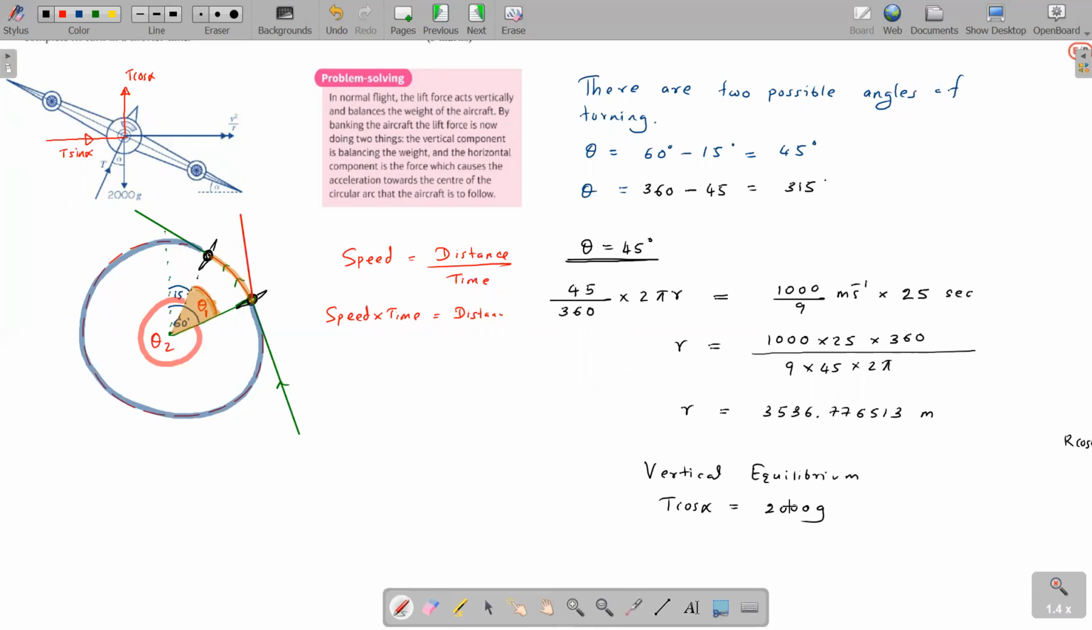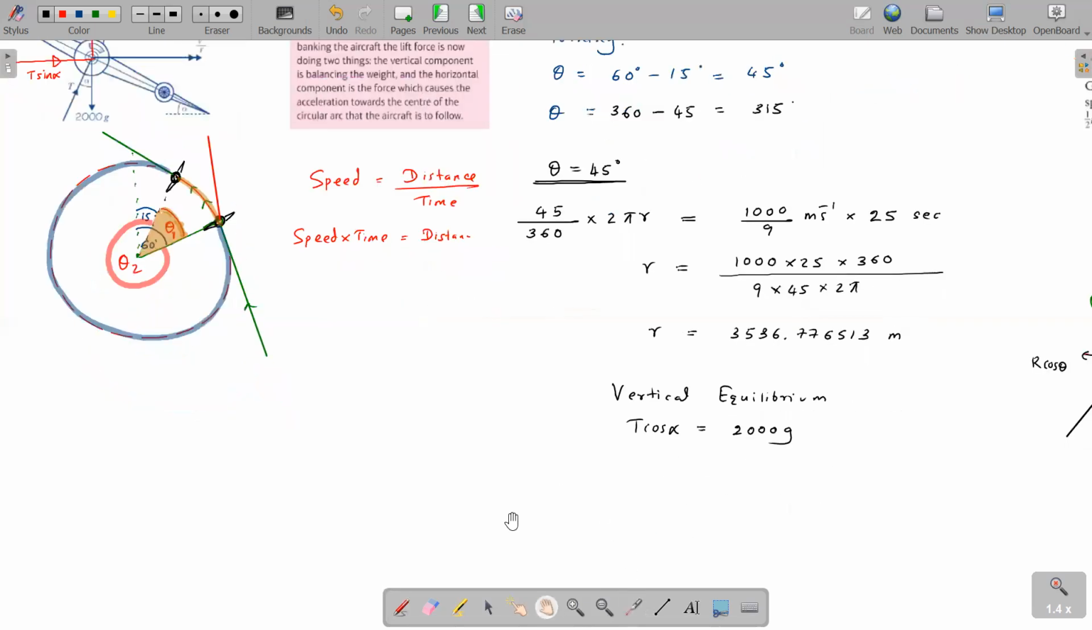Now over here, alpha is the banking angle, so don't confuse that with the circular motion. Circular motion is something else. The plane is banked while traveling in the circular motion. Now we are going to consider the individual forces on the plane. T cos alpha equals 2000 g to keep the plane in vertical equilibrium. You can see I do not know alpha, I do not know T. So then what's the next option?